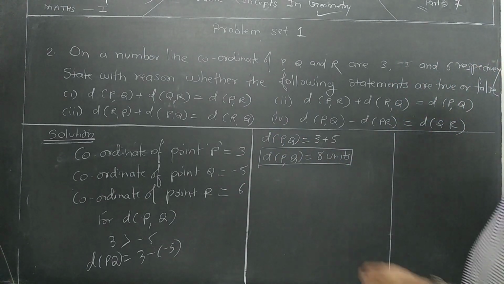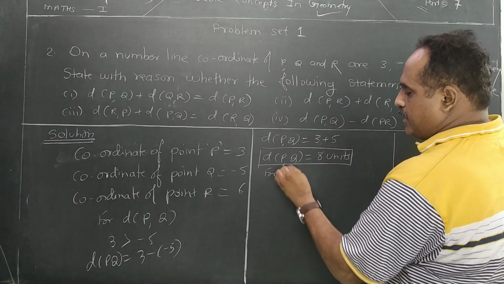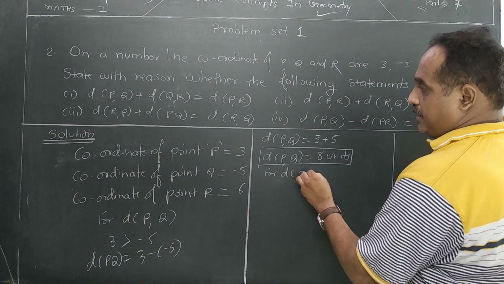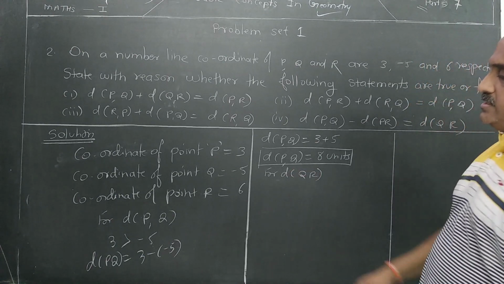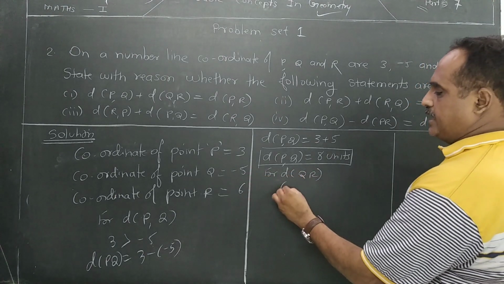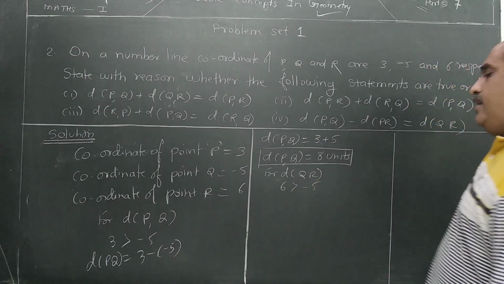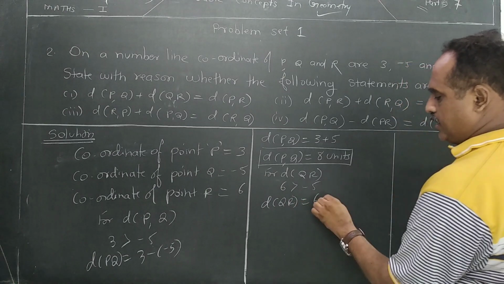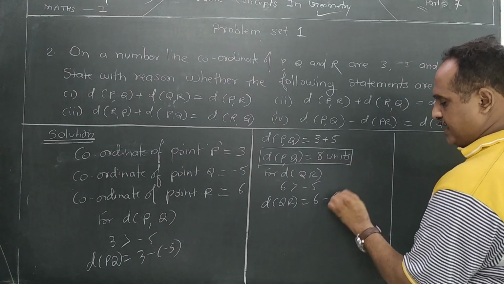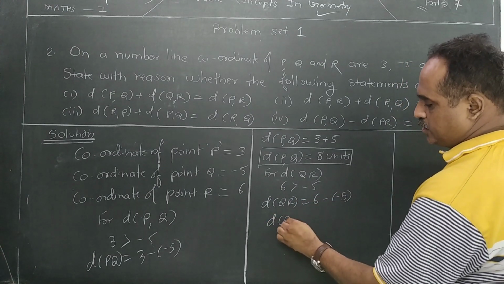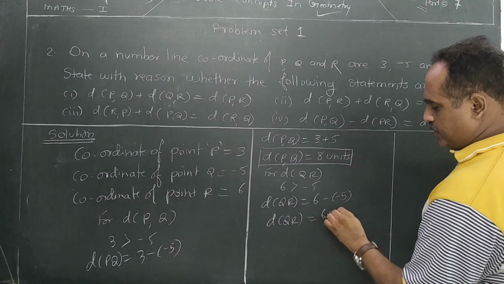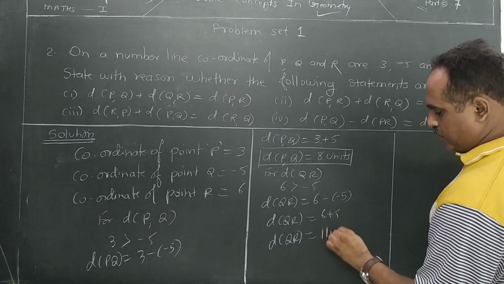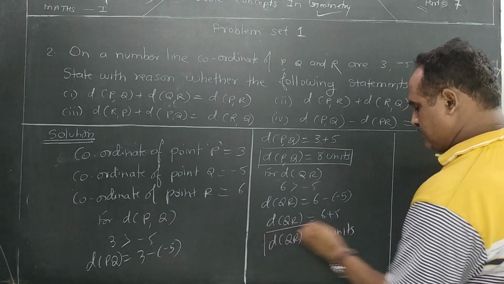Then we have to find distance QR. Distance Q and R: 6 is greater than -5. So distance QR is equal to 6 minus -5. Distance QR is equal to 6 plus 5, and distance QR is equal to 11 units.